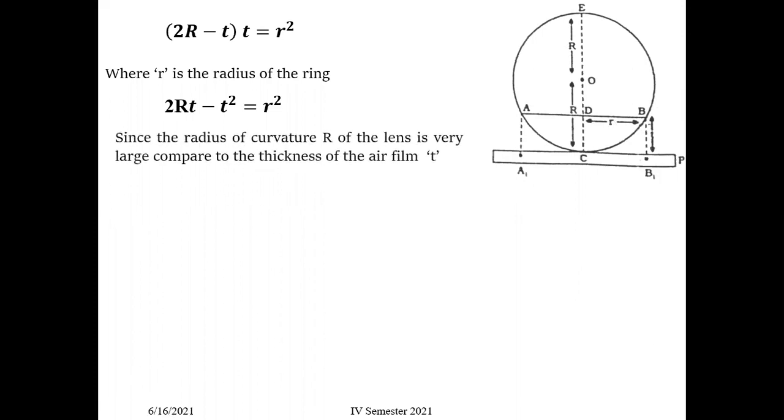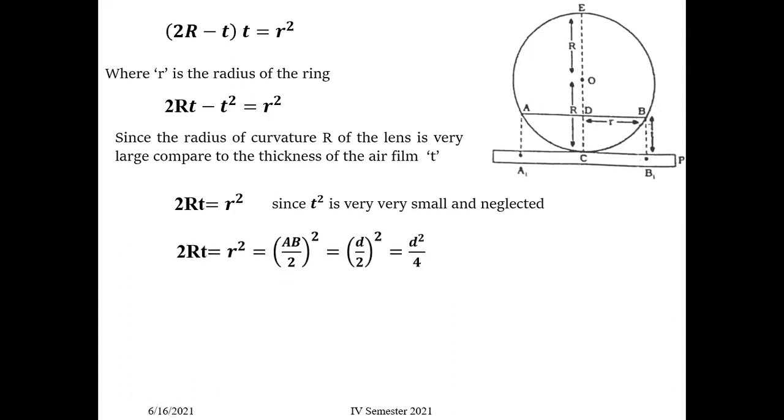See here, the radius of curvature of the lens R is very large compared to the thickness of the air film T. So this T square is very small and it is going to be neglected. That's why we neglect this T square value. Therefore, 2RT is equal to R square.